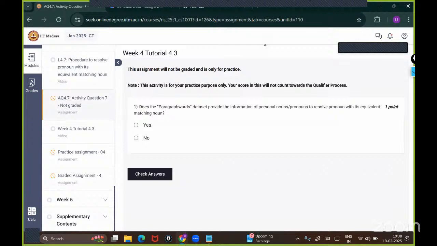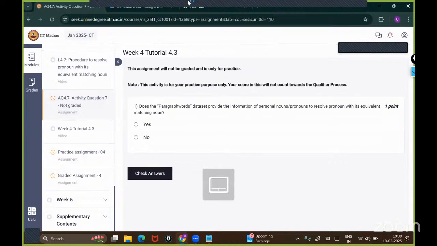Okay, now going ahead with 4.7. Does the paragraph words dataset provide the information of pronouns to resolve a pronoun with its equal matching noun? No. Is it true or false? False. Why is it false?